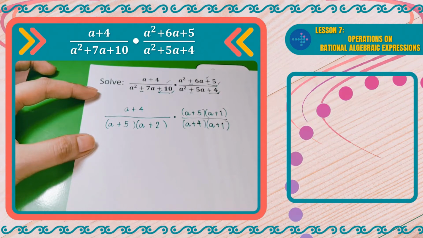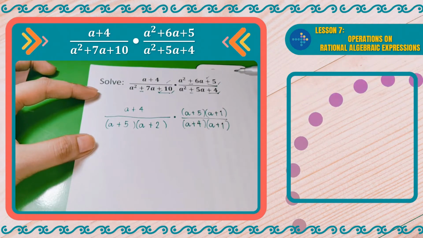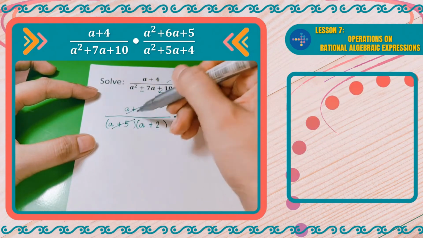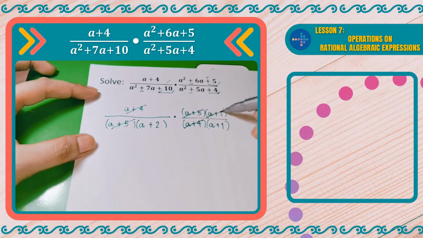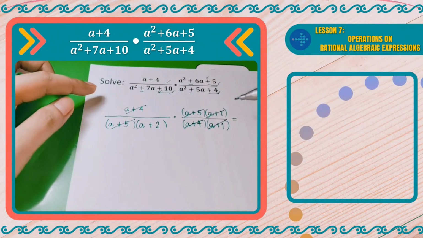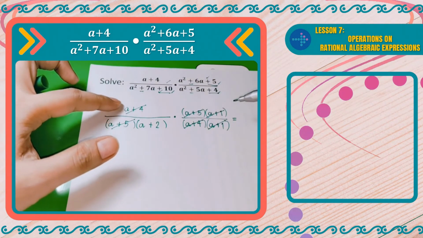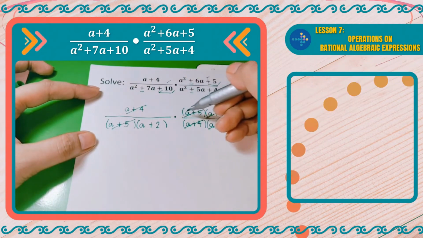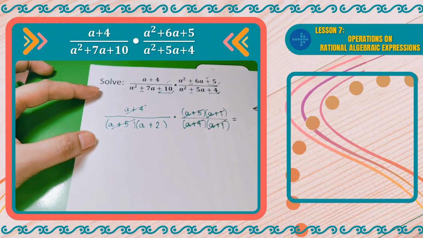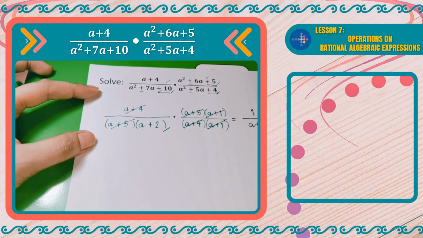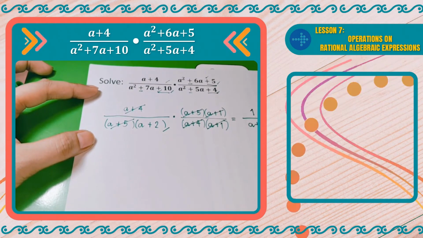Now, cancel common factors. So, we have binomial a plus 4, we have a plus 5, then a plus 1. So, sa lahat ng mga na-cancel natin, meaning dividing the expression by itself, equal sila sa 1. So, 1 lahat sa numerator, therefore 1. Then, for the denominator, ang natira na lang yung binomial a plus 2. Therefore, the final product is 1 over a plus 2.